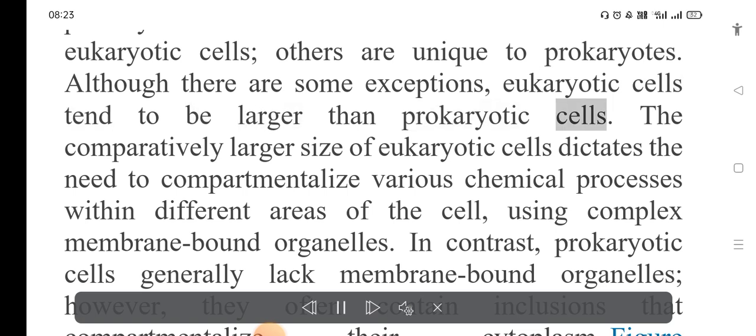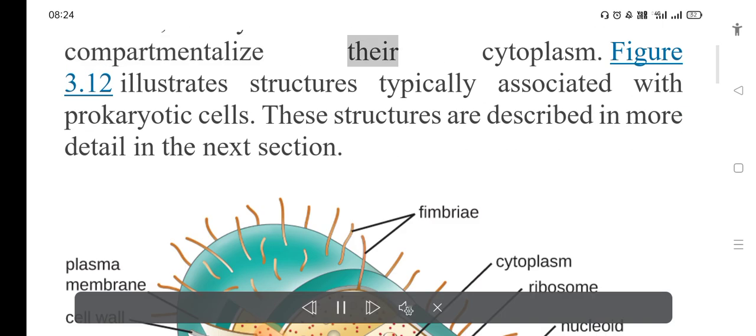The comparatively larger size of eukaryotic cells dictates the need to compartmentalize various chemical processes within different areas of the cell, using complex membrane-bound organelles. In contrast, prokaryotic cells generally lack membrane-bound organelles, however, they often contain inclusions that compartmentalize their cytoplasm. Figure 3.12 illustrates structures typically associated with prokaryotic cells. These structures are described in more detail in the next section.